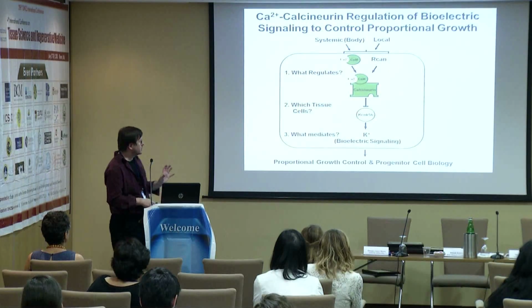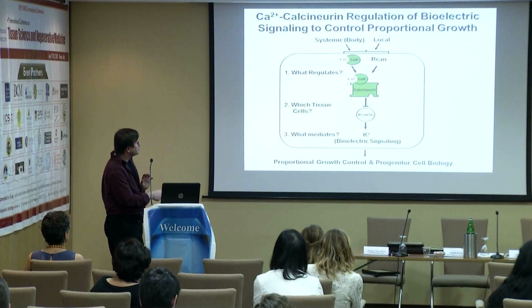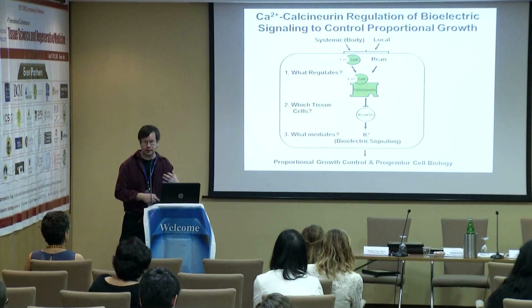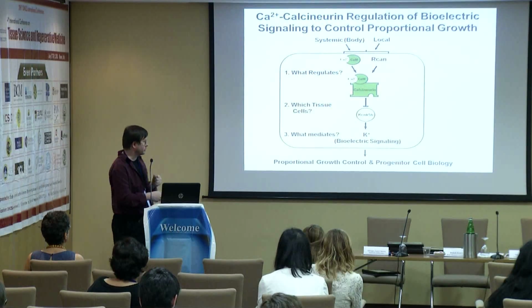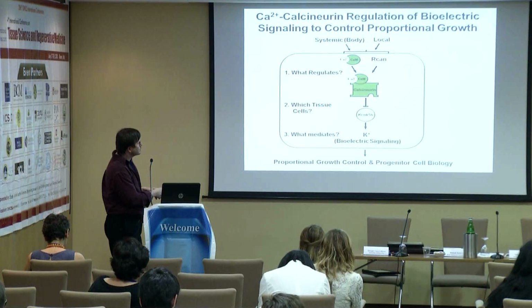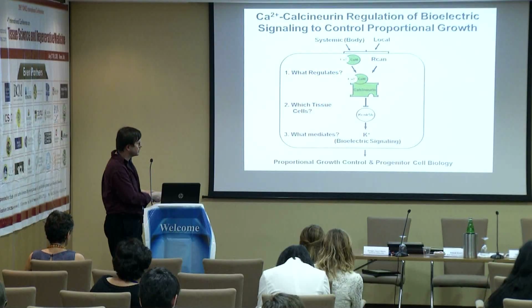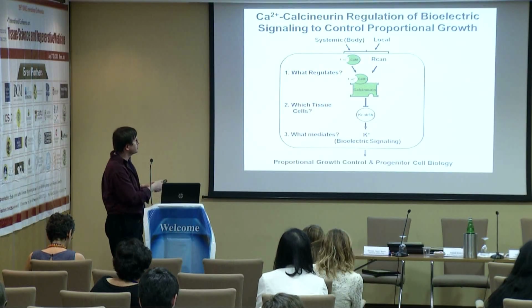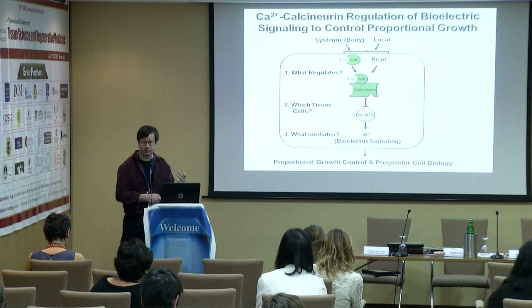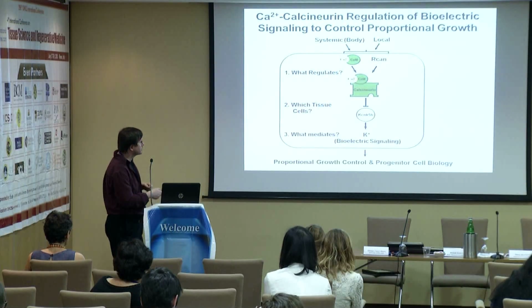So what I've told you today is that we're trying to identify, using calcineurin, how it is regulating positional information, or involved in the regulation of positional information and growth control. And I've shown you that it regulates a potassium channel, which indicates that bioelectrical signaling might be involved in regulating proportional growth and progenitor cell biology, and that calcium and transcriptional regulation of an endogenous inhibitor is regulating calcineurin in a way that fits with what we observe in the endogenous system.